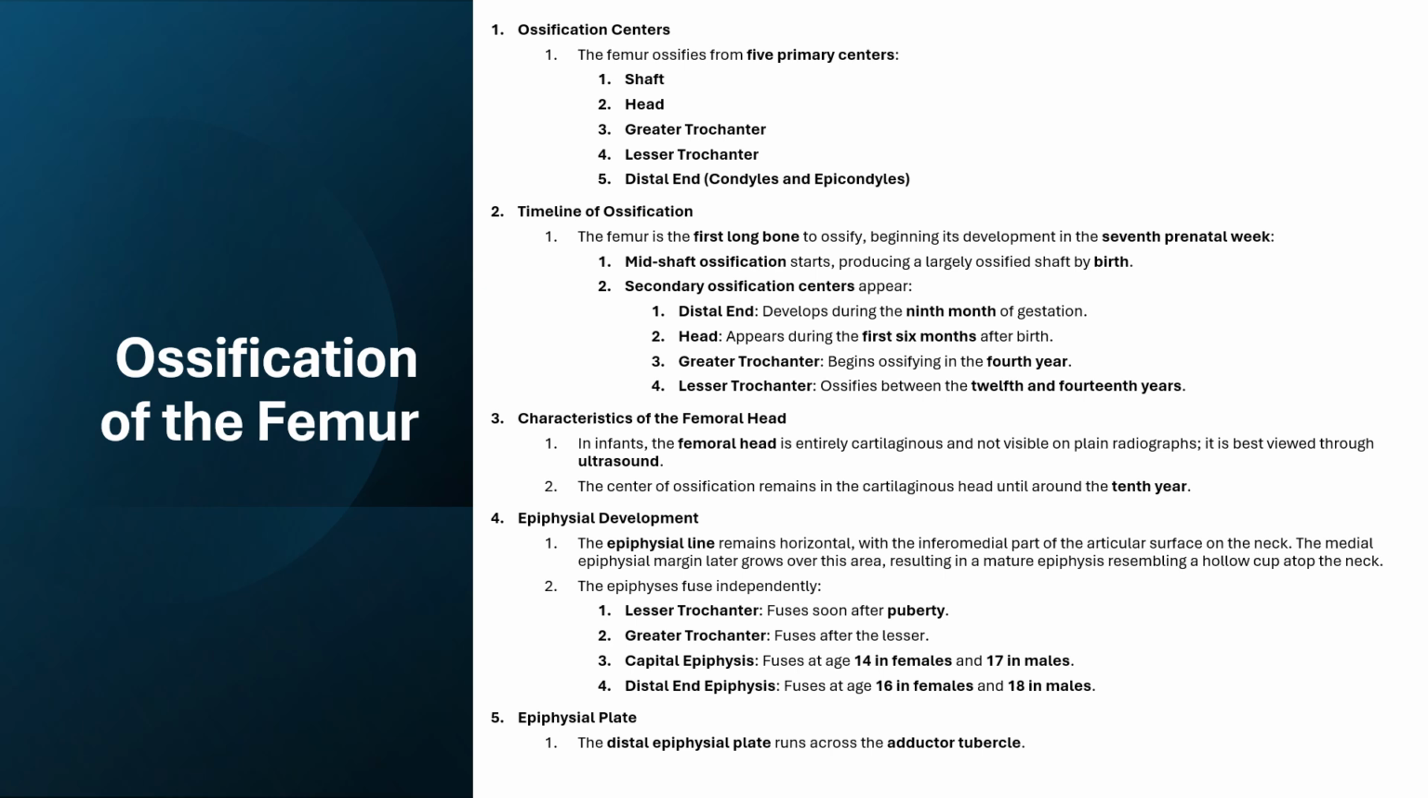The lesser trochanter fuses soon after puberty. The greater trochanter fuses after the lesser. The capital epiphysis fuses at the 14th year in females and 17th in males, and the distal end epiphysis fuses at the 16th year in females and 18th in males. Epiphyseal plate: the distal epiphyseal plate runs across the adductor tubercle.